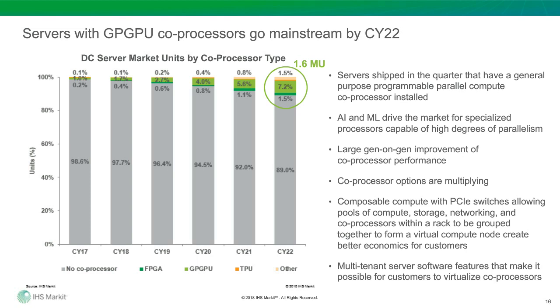What we see is that today, in CY17 or even CY18, we still only have maybe 2% of servers shipping with a specialized co-processor for AI. However, we expect that to jump to just over 10% by 2022. About 1.6 million servers will ship with some sort of AI and ML co-processor in it. And some people may look at this and go, wow, that's not very much, only 10%.